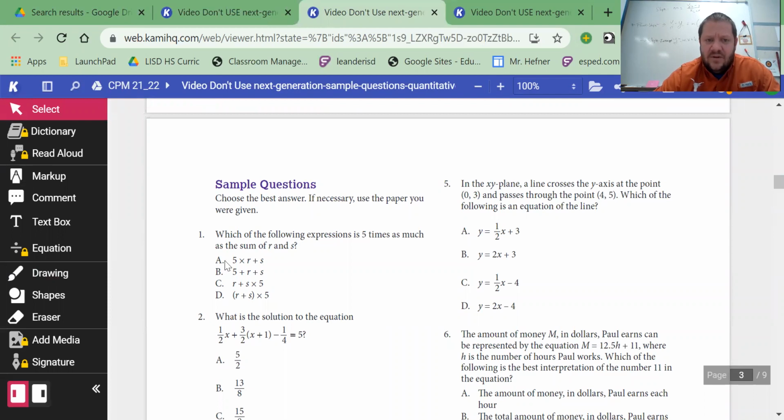You can see number 1: which of the following expressions is 5 times as much as the sum of R and S? It's seeing if you remember how to write it out. For 5 times as much as the sum of R and S, you want to sum R and S together first and then multiply by 5. Because of order of operations, 5 times R plus S, like choice A, would be 5 times the first one and then add S to it.